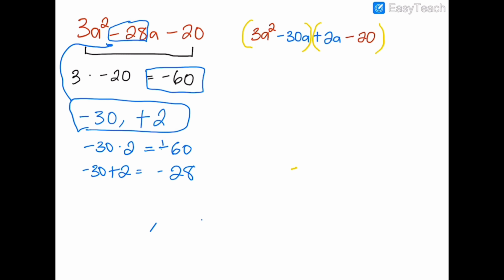So for this one right here, we can take out a 3a, and then when we take that out, in the bracket, we're still going to be left with a, and we're going to subtract 10. And then in this other bracket, we can take out a 2, just a 2, not a 2a, because the 20 doesn't have an a, so we're just going to take out a 2. And we're going to be left with a minus 10.